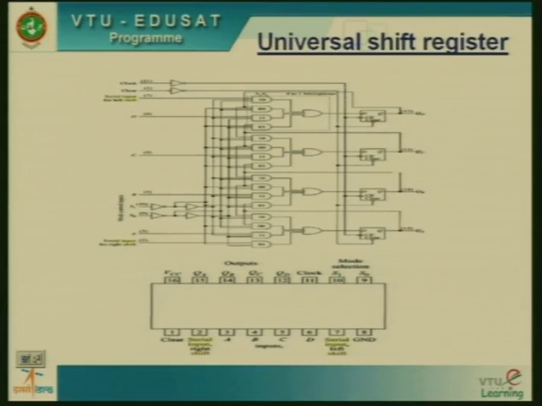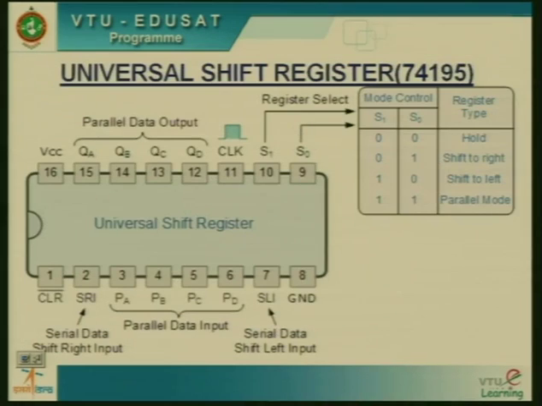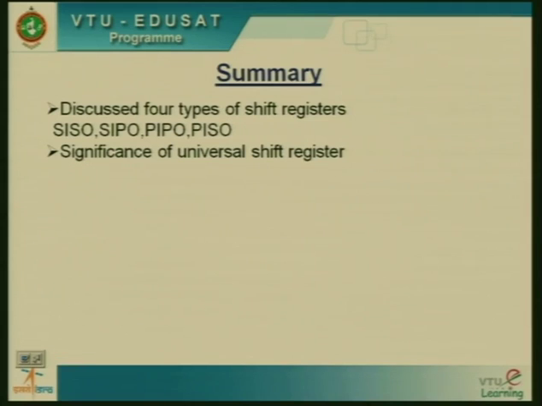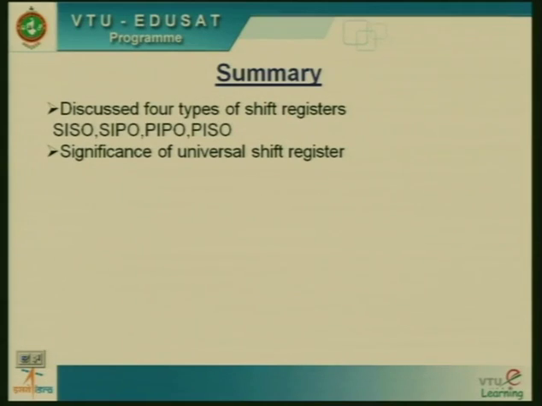We have a universal shift register which does all these 4 operations. This shift register has mode control, and with the help of this mode control I can do all 4 operations. We can take the output data parallelly, give the input data parallelly, and also give the data serially. With this I conclude the types of shift registers, their applications, and the significance of the universal shift register. Thank you.